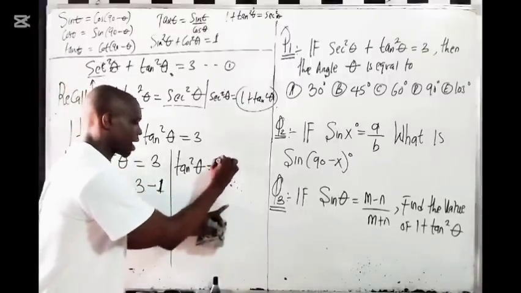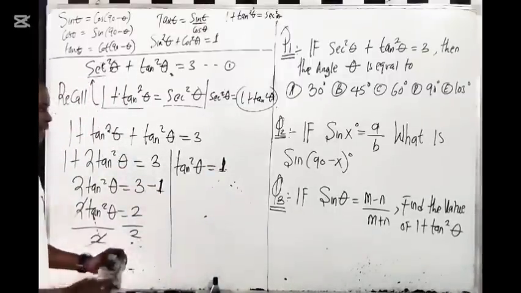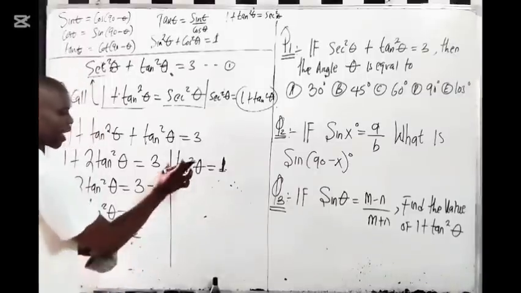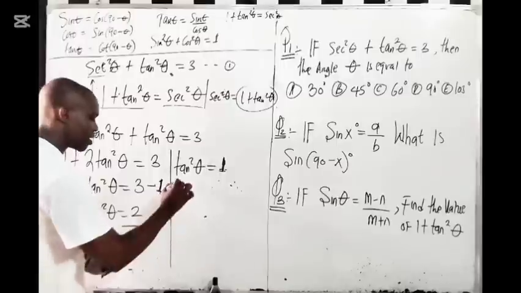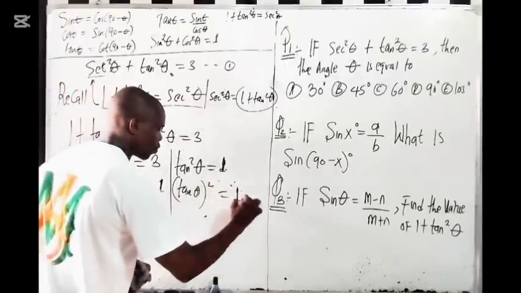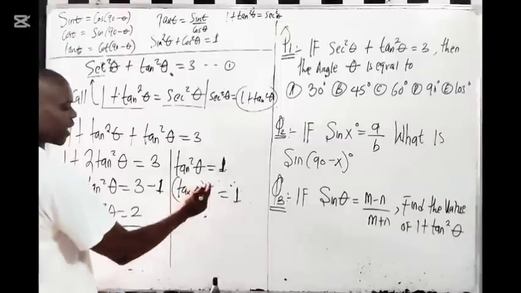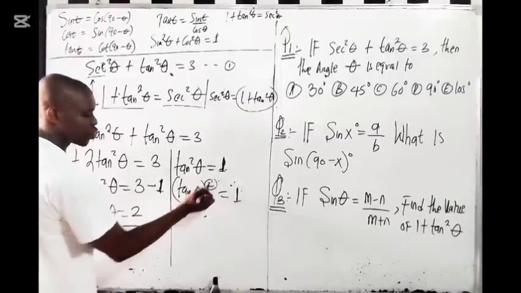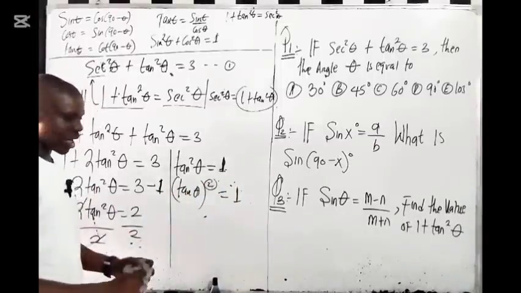How do we get 1 here? We get 1 by dividing by 2, right? So what happens here? Remember, tan square theta is the same as tan theta all squared, which equals 1, right? So for me to remove this square here, I have to take the square root of both sides, right?